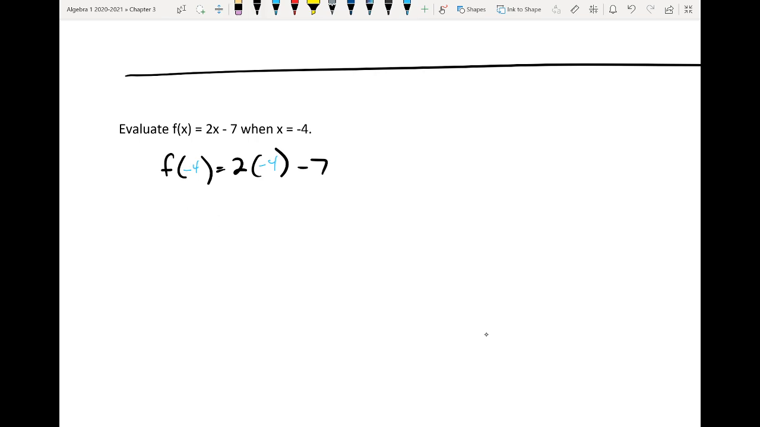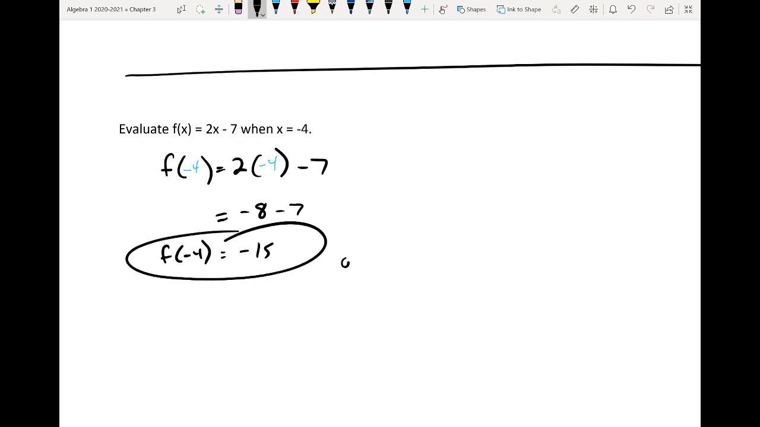which I don't have to necessarily rewrite the whole thing. I can just rewrite this at the bottom, just keep the equal sign continuing down in the middle, lining that guy up. 2 times negative 4 being negative 8, and then minus 7, which is going to give me negative 8 minus 7 is negative 15. So what this says is that the f of negative 4 is negative 15.